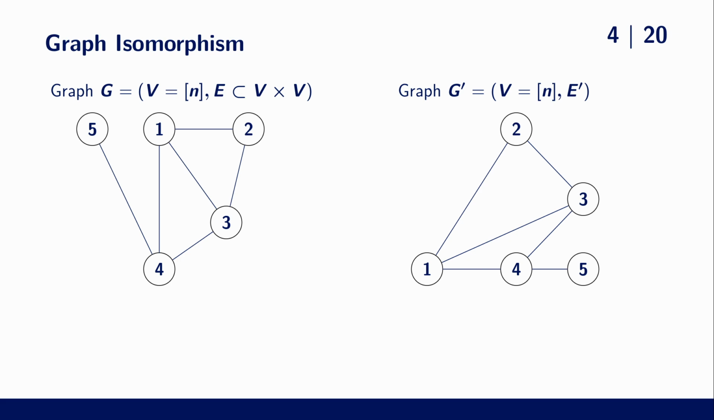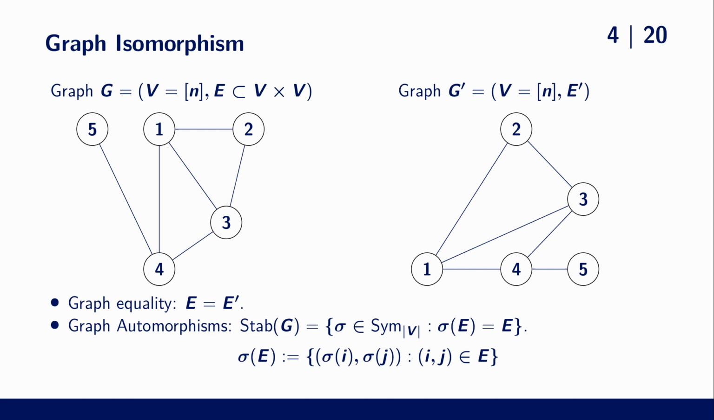So the second object we will be considering are graphs. In our case, graphs have vertices numbered 1 to n, and the edges are just pairs of these vertices. And we call two graphs equal if these edge sets are equal. And this also allows us to define graph automorphisms. A graph automorphism, an element of the stabilizer of a graph, is a permutation that permutes the vertex numbers such that the resulting edge set is still the same. So in this example, we could swap vertex 1 and 3 without changing the edge set.